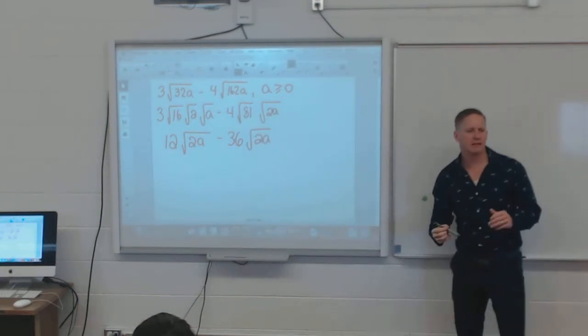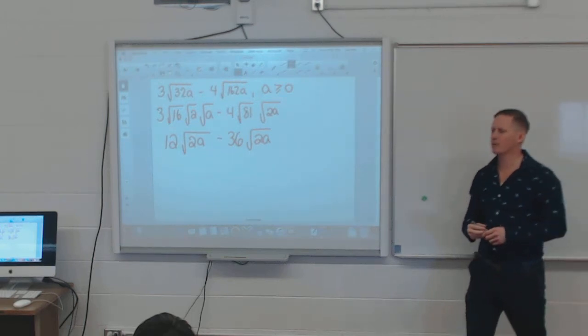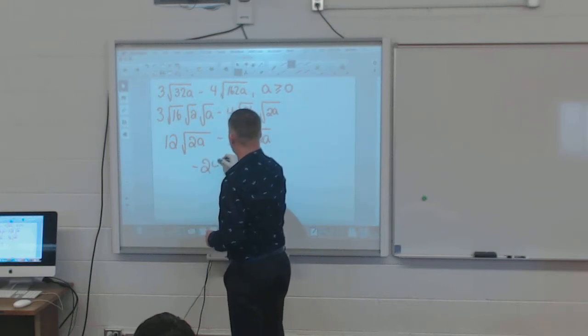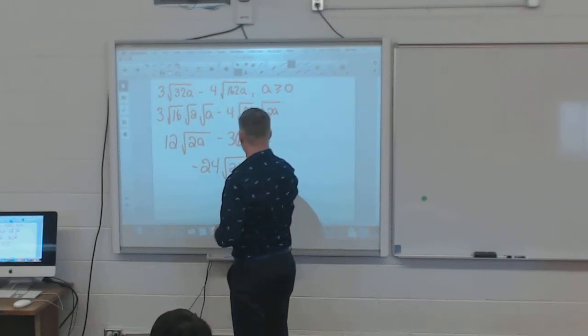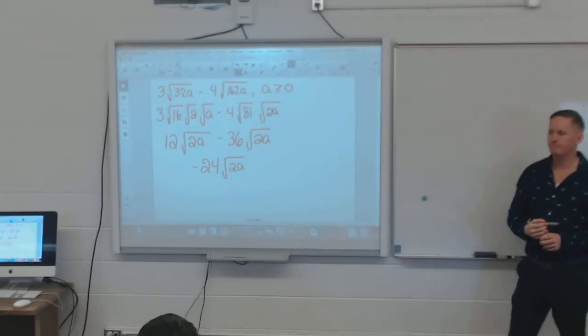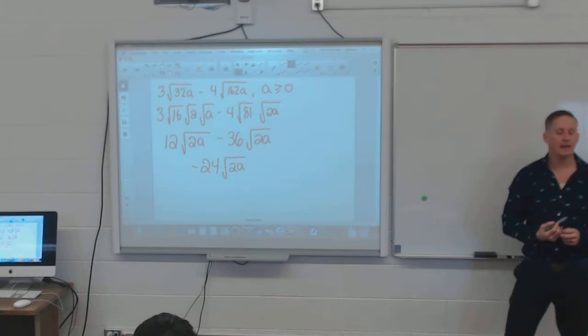Are my square roots exactly the same right now? Yeah. So can I simplify this then? What does it simplify to? Hold on. Negative 24 square root 2A. Okay? Questions about it? It's not that bad. Okay, any questions about it?